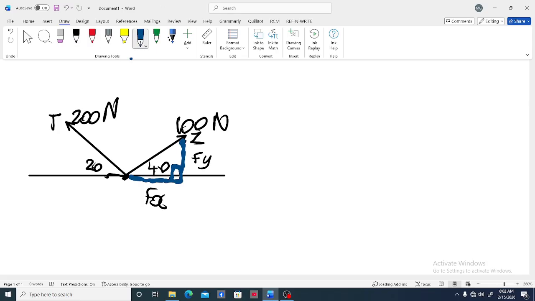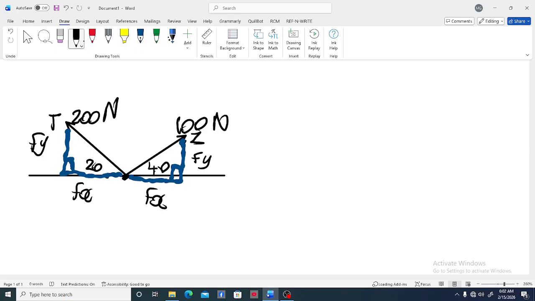Similarly, you can do that with the 200 Newton force. We can draw a right angle triangle there, and the opposite side will be our vertical component, and the adjacent side will be our horizontal component, right?